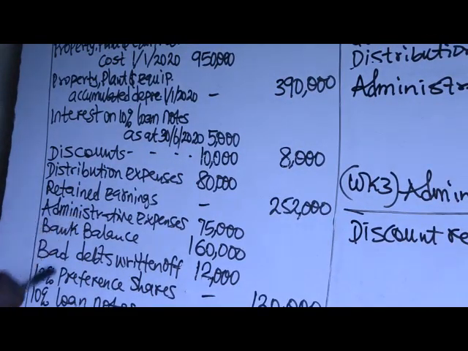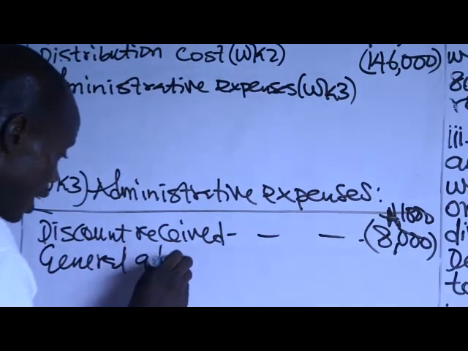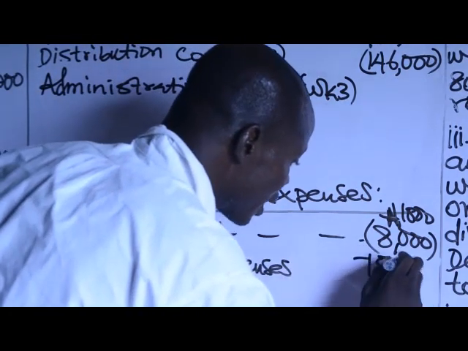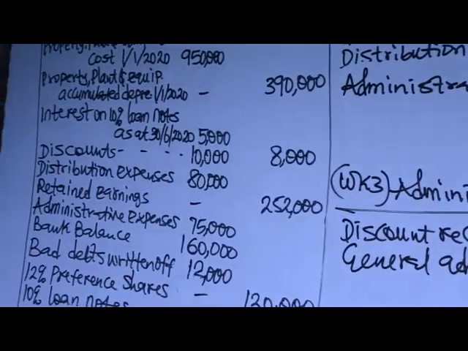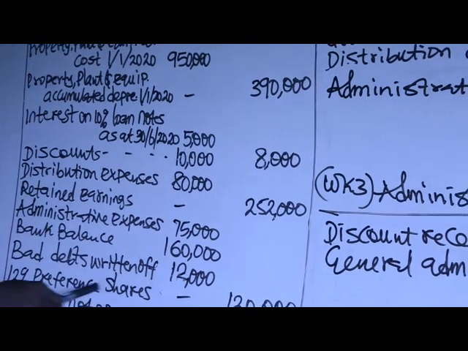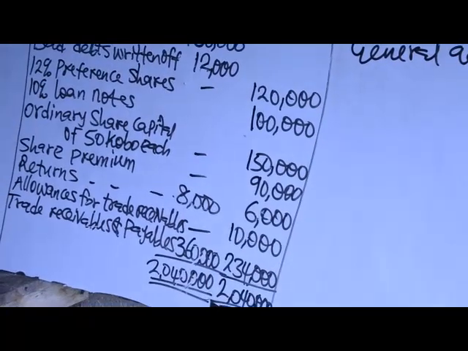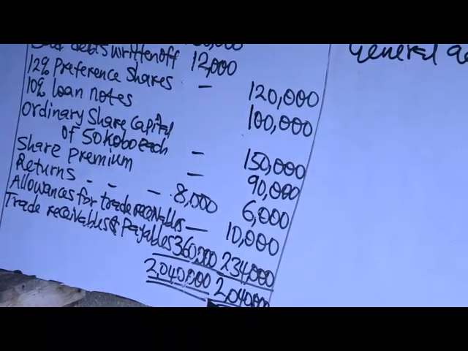Now, in the same trial balance, we have administrative expenses of 75,000 naira. Let's have it as general admin expenses, that amounted to 75,000 naira. Now, back to the same trial balance. We have bank balance, that is an asset. Bad debts written off, that has been considered earlier. Then we have the 12% preference shares, that's a liability. 10% loan notes is a liability. Ordinary share is an equity. Share premium is equity. Returns has been considered. Allowances for trade receivables has been considered.